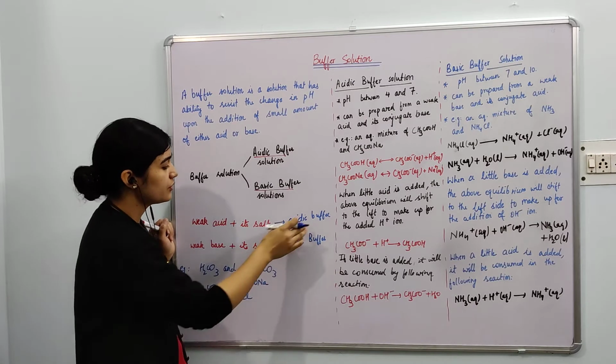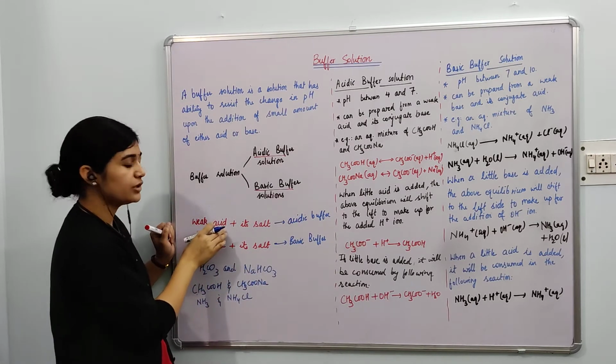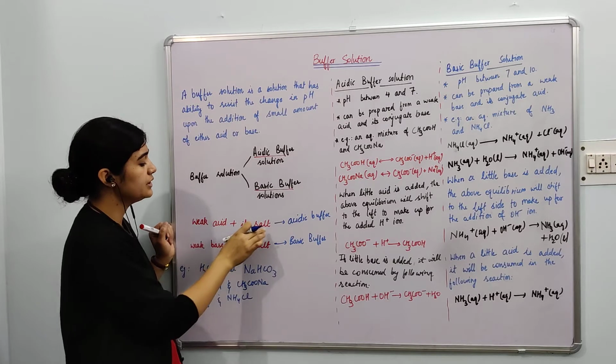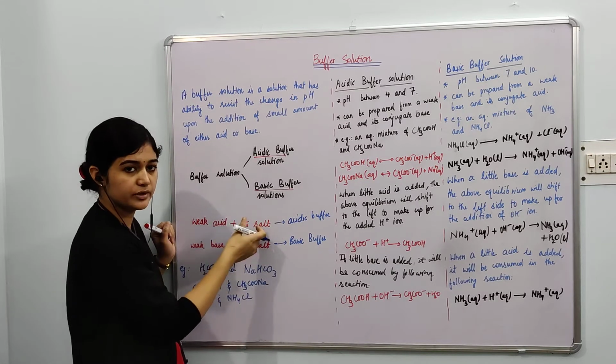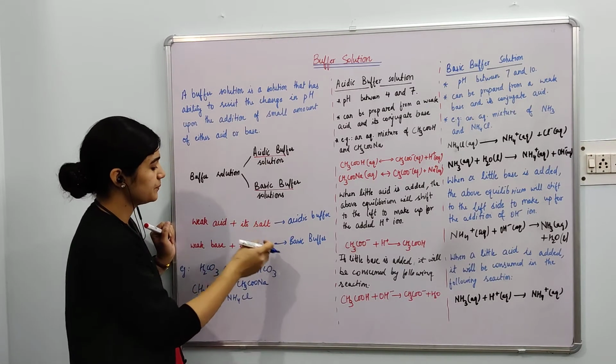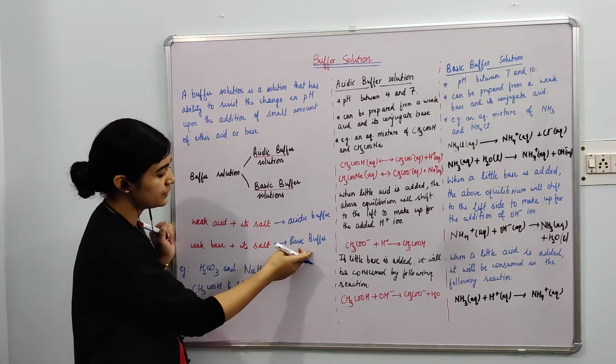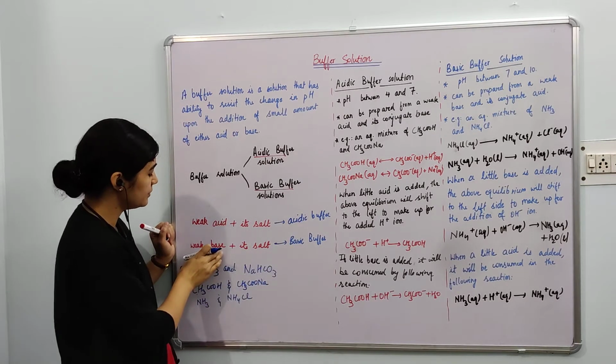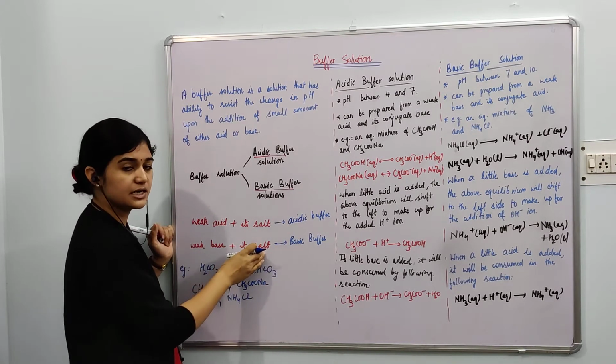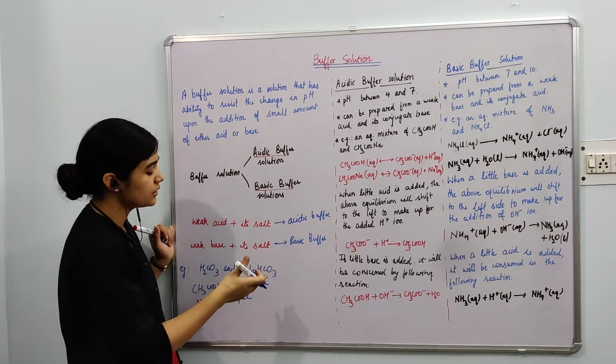For an acidic buffer, you will have to take a weak acid along with its salt, or you can say along with its conjugate base. If you have to prepare a basic buffer solution, then you will be taking the weak base and its salt, or its conjugate acid.